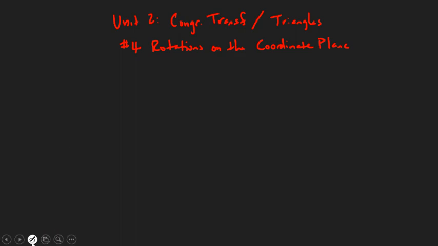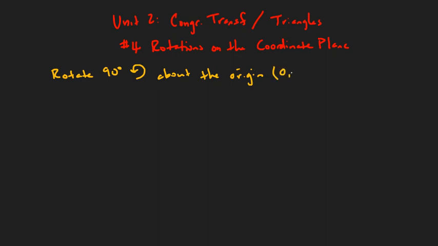So let's talk about the first rotation here. We're going to rotate 90 degrees counterclockwise. So again, we typically always go counterclockwise unless otherwise noted, about the origin. And again, just for this one, remember that the origin is the point (0, 0). So this is the rotation that we're going to do.